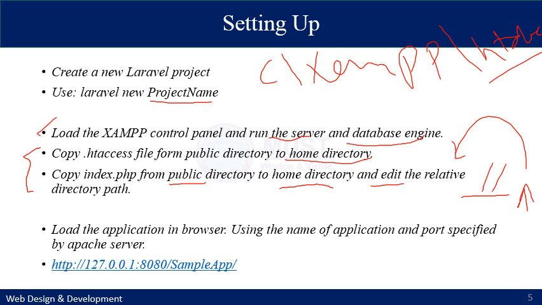Then you can load the application in the browser using the name of the application and the port specified by the Apache server. Typically the Apache server runs on localhost at the IP address 127.0.0.1, and it is typically listening to port 8080. In this example we have named the example project sample app. So you can write the name of your app or project that you have created at this place to run your starting application.